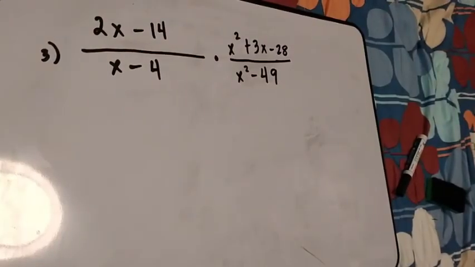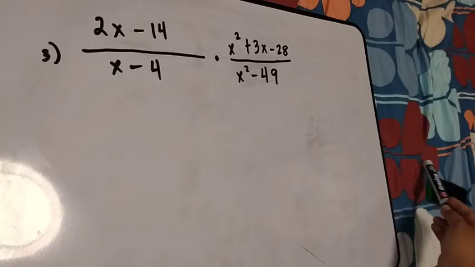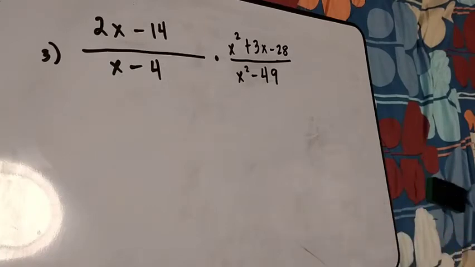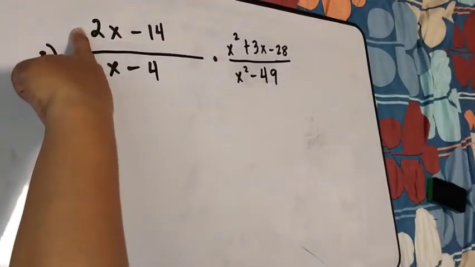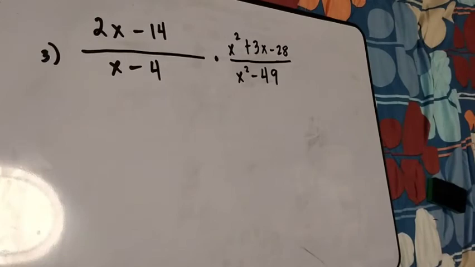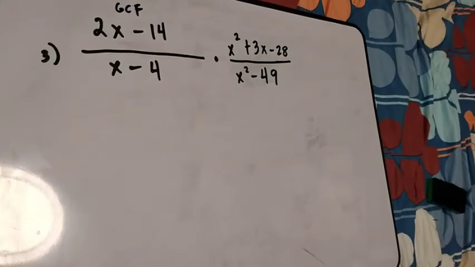So, next we have 2x minus 14 over x minus 4 times x squared plus 3x minus 28 over x squared minus 49. Again, first step is factor numerators and denominators. So, para hindi kayo malito, pwedeng naman identify nyo muna kagad anong klaseng factoring yung gagamitin nyo. Okay? So, dito sa given na 2x minus 14, obviously, si 2 and si 14 ay may common factor. So, you can use here factoring by GCF or yung common monomial factors.